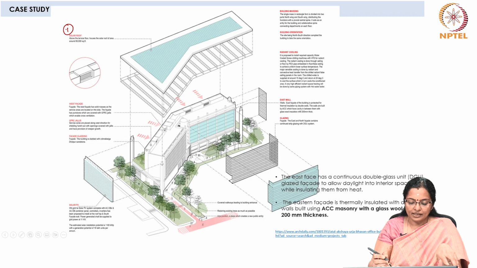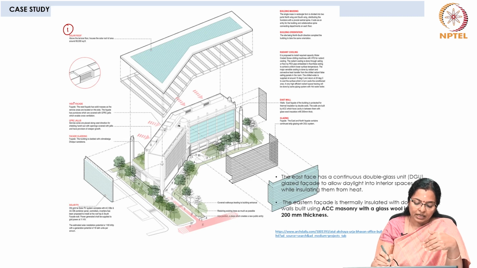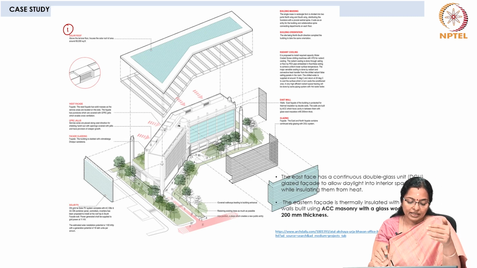the west facade has solid masses as the service areas are located on the western side, and that facade has punctures which are covered with GFRC jalis which enable cross ventilation. These jalis, they had the service cores placed along the west side for shielding the harsh sun. The building is clad with Dholpur sandstone.